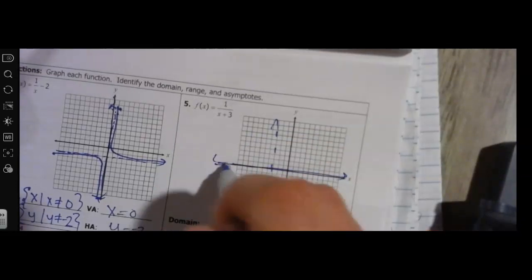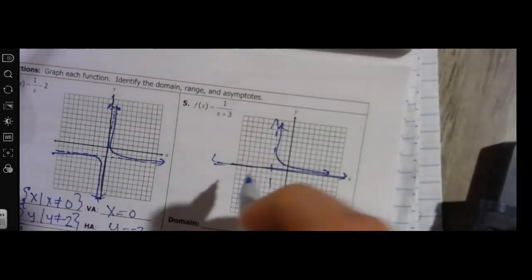Now for this one over here, we have the reciprocal with a plus 3 at the bottom, so it's going to move to the left 3, it looks like. So instead of being x equals 0, it's going to be x equals negative 3. It's going to be our asymptote. So x equals negative 3. And then we still have the x-axis because it's not shifted down.